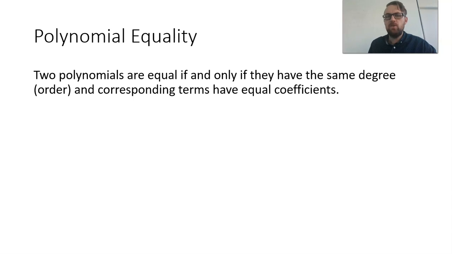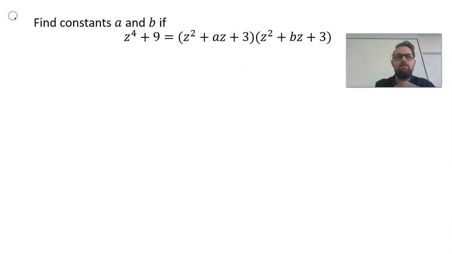Two polynomials are equal if and only if they have the same degree, so same order or same power. So you've got a quadratic and a quadratic, or a quartic and a quartic, and the corresponding terms have equal coefficients. So if you have x squared plus 2, that can never equal x squared plus 3. That should be pretty obvious, but that's polynomial equality. Okay, so let's have a look at an example of how to do this.